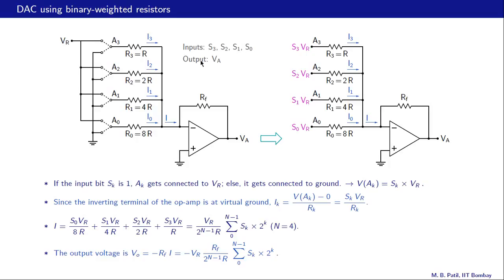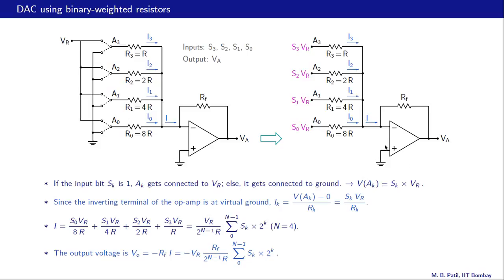And similarly, this switch is controlled by S2, and therefore this voltage is S2 times VR. This one is controlled by S1, therefore this is S1 times VR, and this one is S0 times VR. Okay, so that is our simplified circuit, and we see that it is our op amp summer, and let us now see how that works.